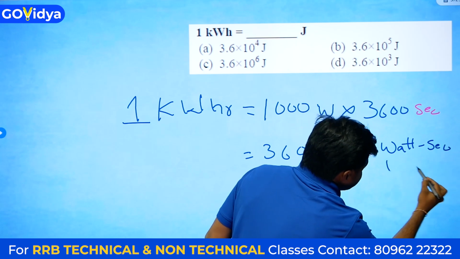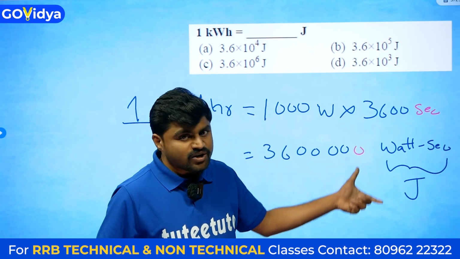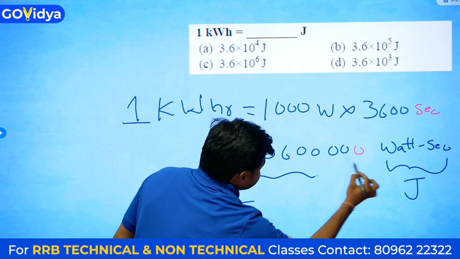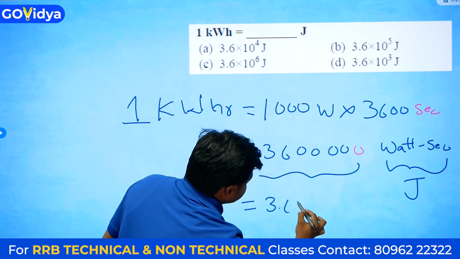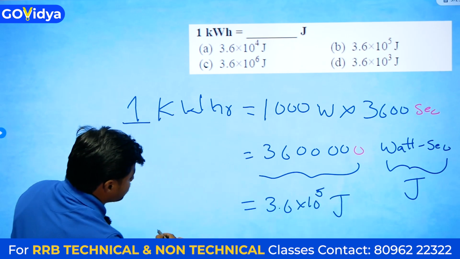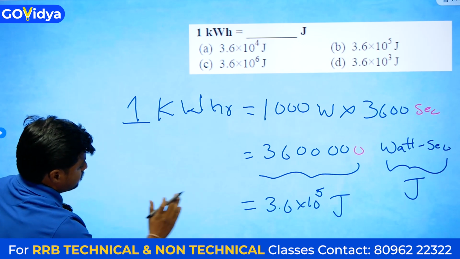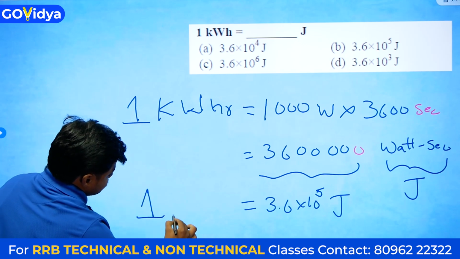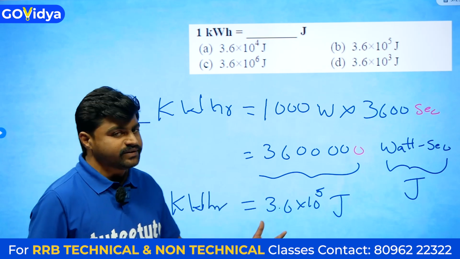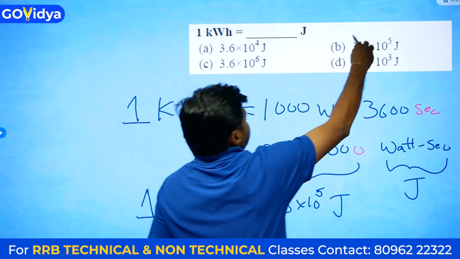Watt second is the unit of joule. We can write this as 3.6 into 10 power 5 joules. So 1 kilowatt hour is equal to 3.6 into 10 power 5 joules. From the options, option B is the correct answer.